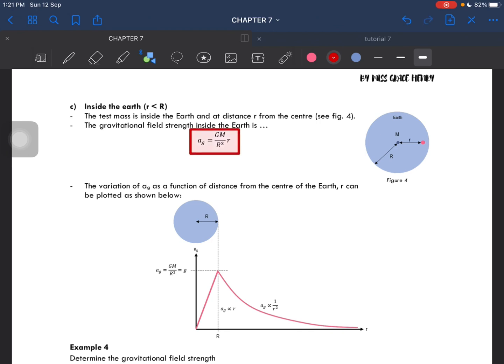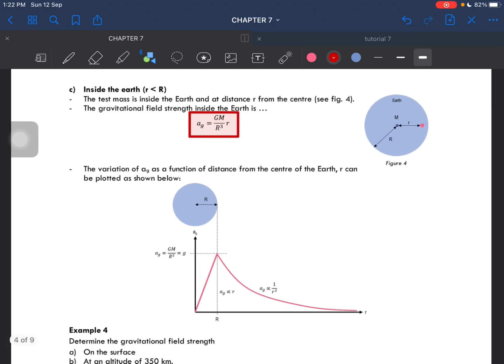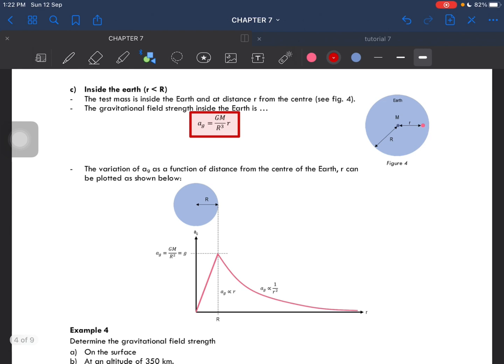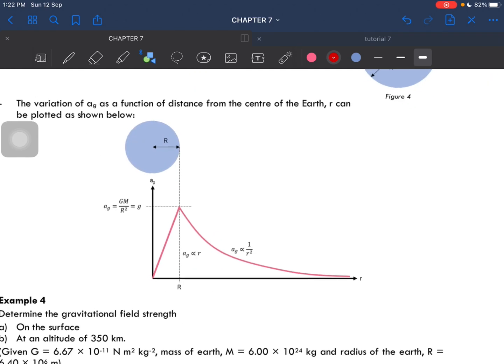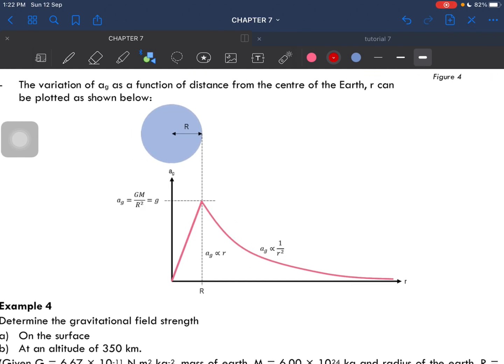Here, capital R means the radius of the Earth. Then this is a graph showing the variation of gravitational field strength as a function of distance from the center of the Earth. Make sure you can draw this well, because sometimes they will ask you to sketch a graph, something like this.